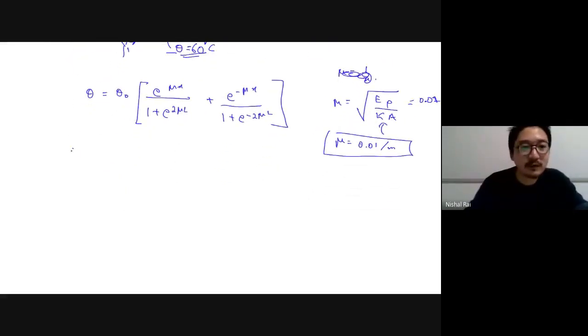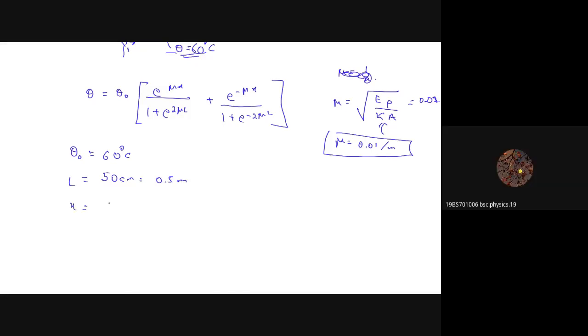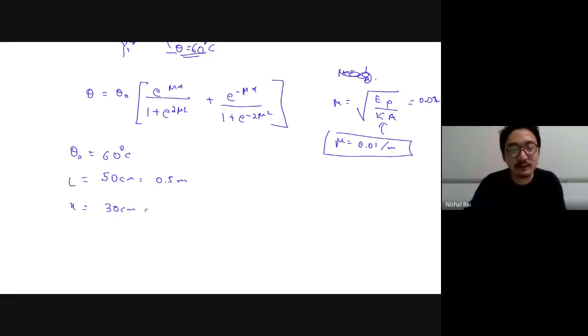So finally you will end up with what? What was theta naught? It was 60 degrees Celsius. What was your total length? 50 centimeter, 0.5 meter. So x you want to find at 30 centimeter, which is around 0.3 meter. And mu was something around 0.01 per meter. Clear?